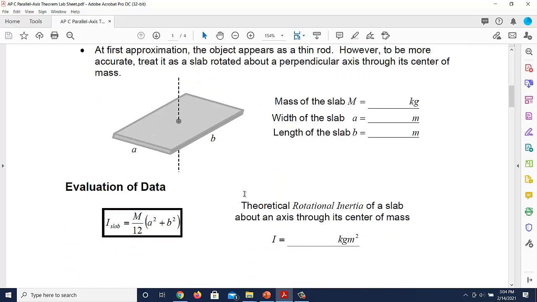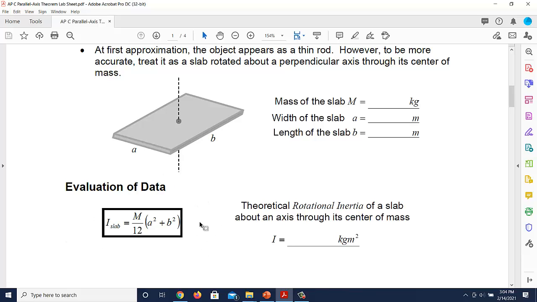All you need to know, of course, is this that we just derived. This is the mass of the slab. This is the width of the slab. This is the length of the slab. These had better be in meters and this in kilograms so that we get a rotational inertia in kilogram meters squared. Please make sure, even though you're using the ruler, you convert to meters, and you're using the electronic balance that you convert to kilograms. So you can just calculate this now.